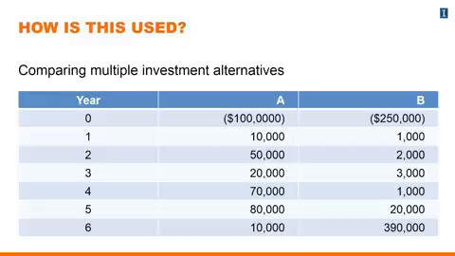Project B differs on this dimension a bit. Early on in its life, years 1 through 4, there's very small cash flows or cash savings, ranging from $1,000 to $2,000 to $3,000. But then at the end of the project's life, year 5, there is a substantial savings of $20,000, followed by in year 6, the real big savings or large cash inflow, $390,000.